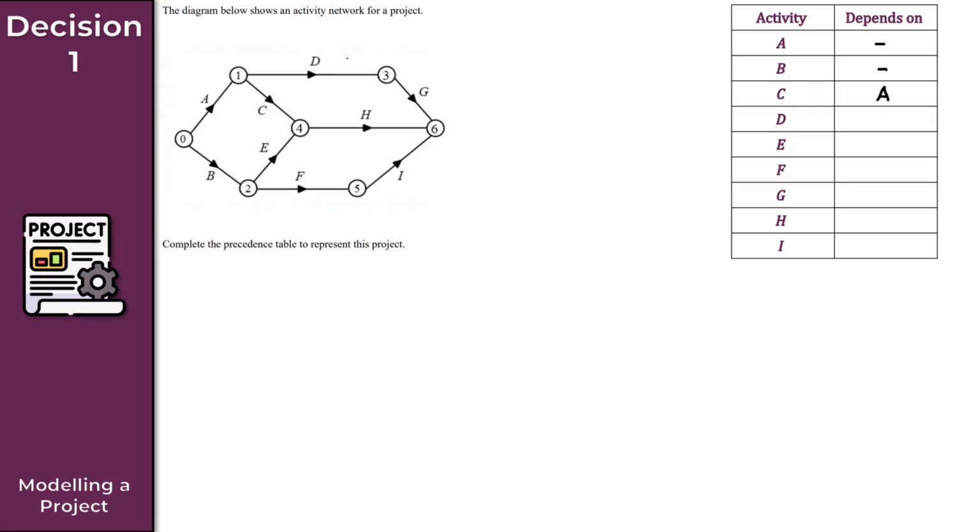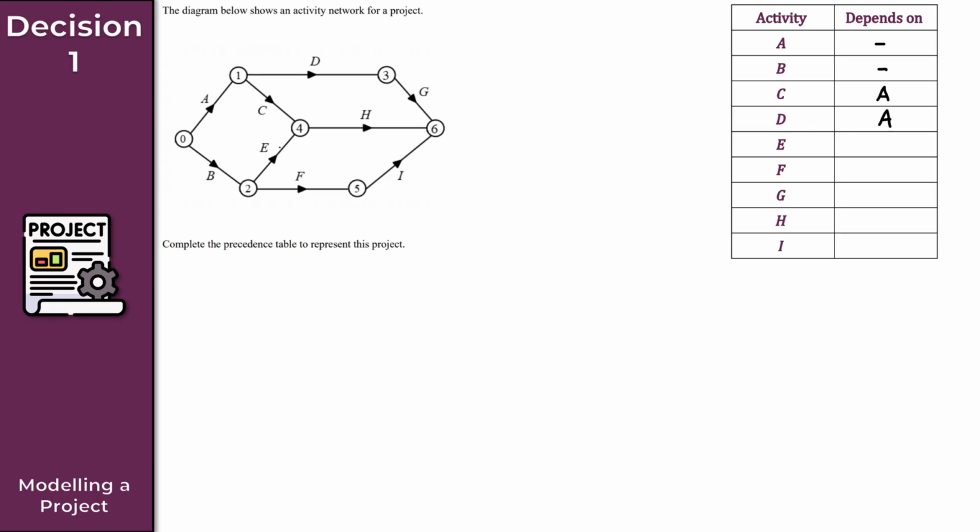What about activity D then? So we locate D here on the activity network. And again, what I can see here is activity A must be completed before we can start activity D. So I also put A here for activity D as well. Now, what about E then?